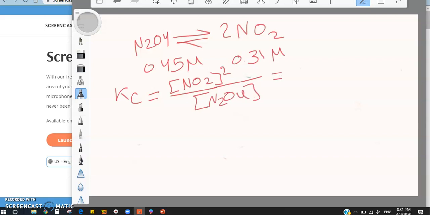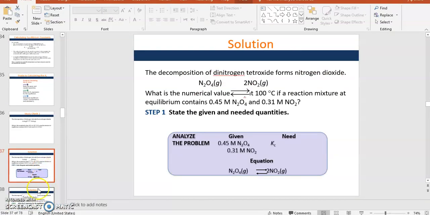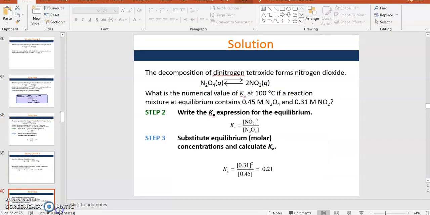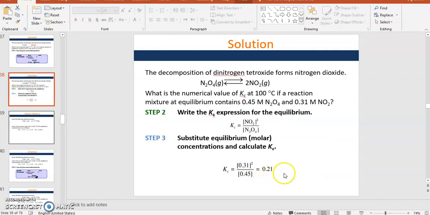Apply your numbers. So product, which is 0.31, divided by 0.45. Of course, don't forget to apply the 2 on the top. Do your calculations, and you will get 0.2. Oops, 0.21. So this is the numerical value of the Kc at 100 degrees for this reaction.